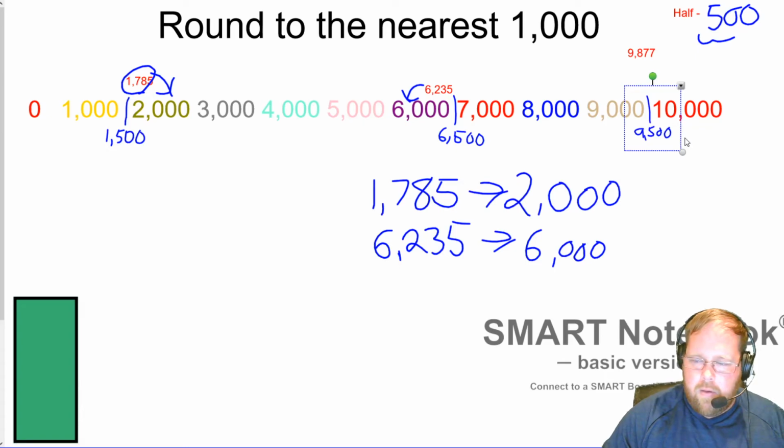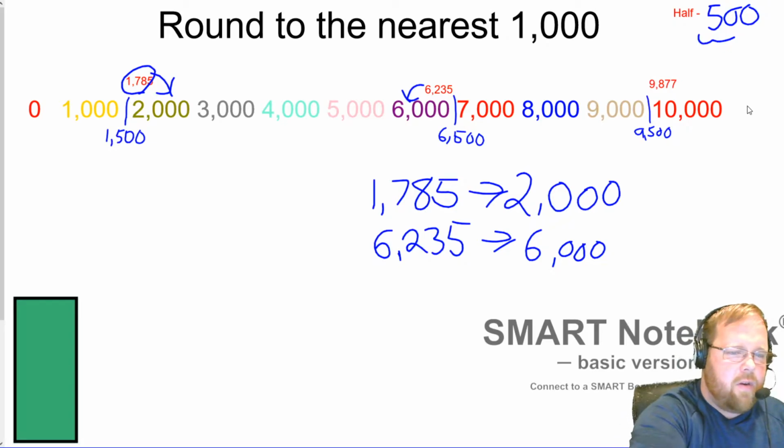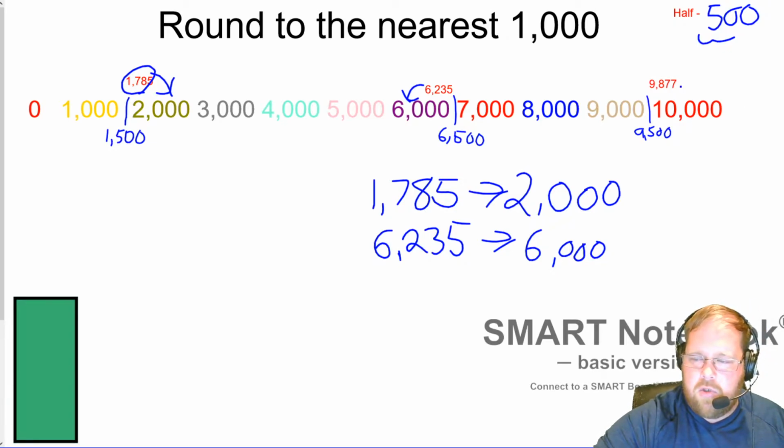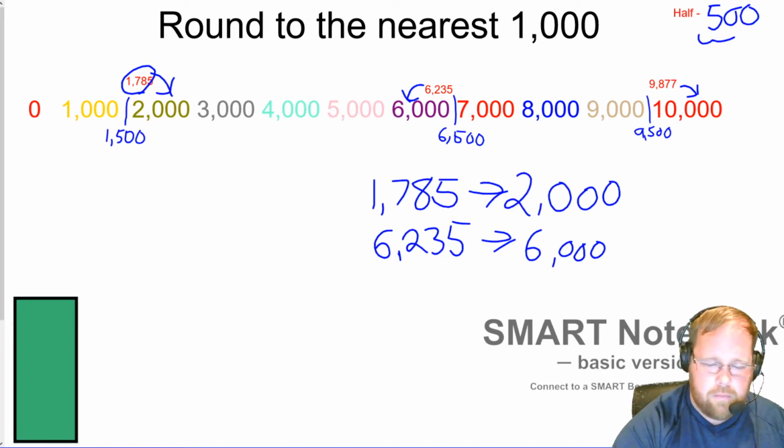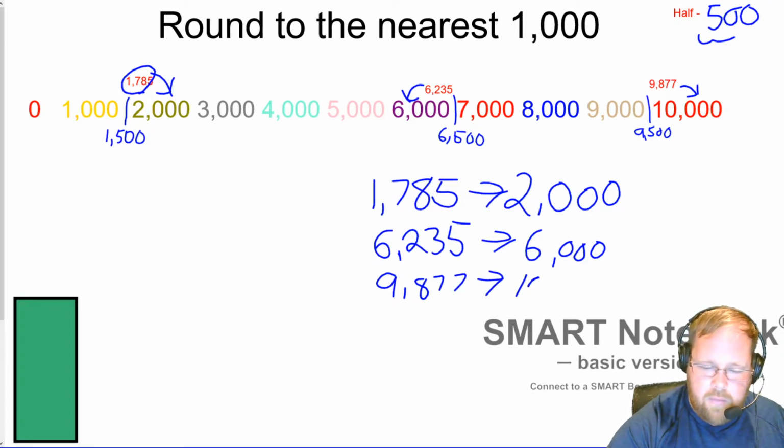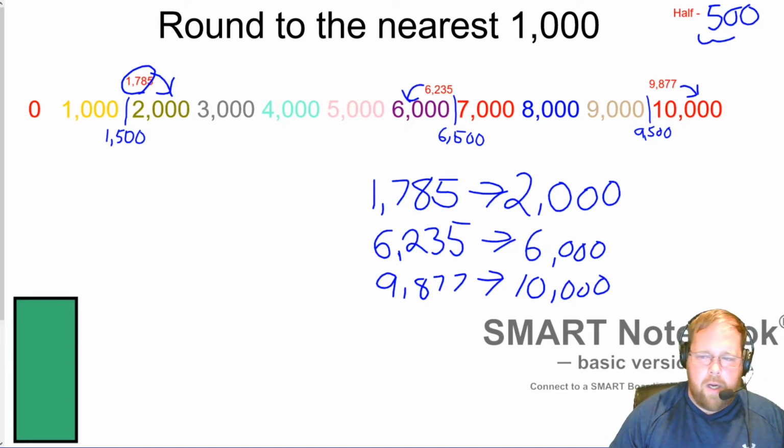Smaller. 9,500. We know that if we're counting 9,500, 9,600, 9,700, 9,800, definitely on this side. So 9,877 would round up to 10,000. Yay, 10,000. But wait a minute. There's more!